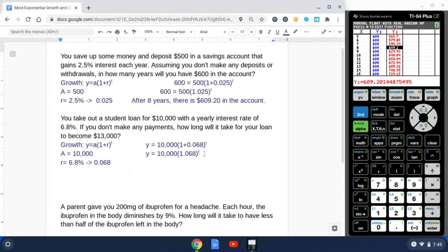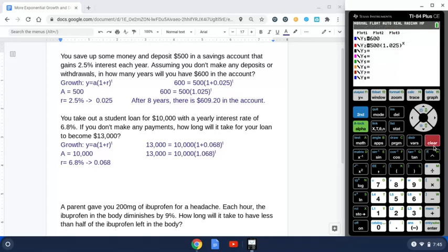So remember, if you're trying to figure out what the amount is after t years, so say how much is on the loan after 6 years, then you would plug in 6 for t. But we are trying to figure out the amount of time. We're trying to figure out t. So I need to set this equal to 13,000 because we're trying to figure out the t value when this equals 13,000. How much time until it's 13,000?